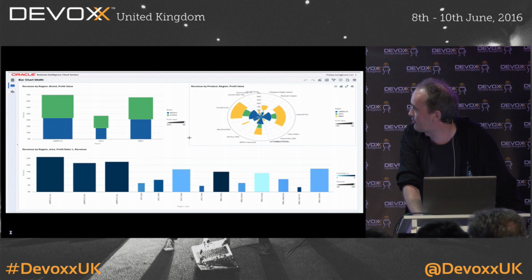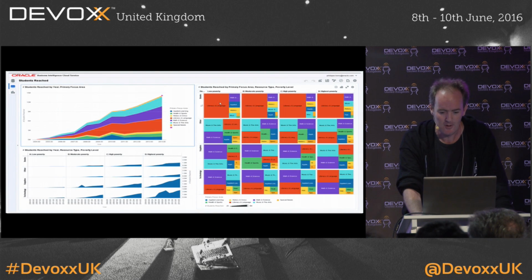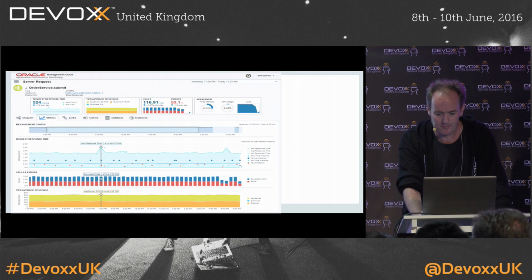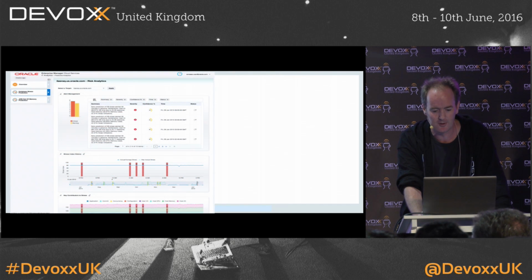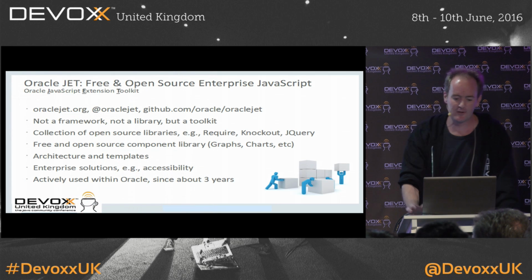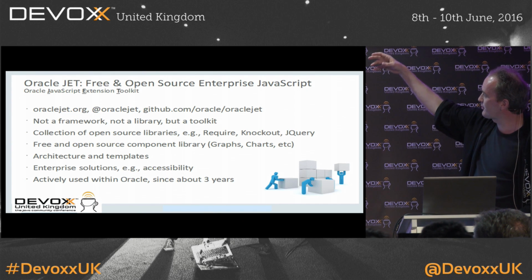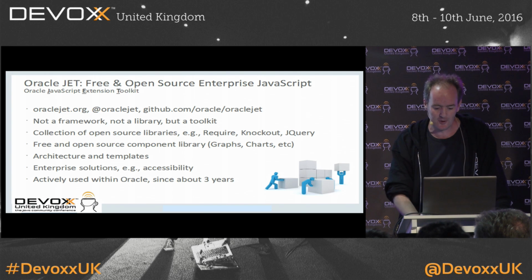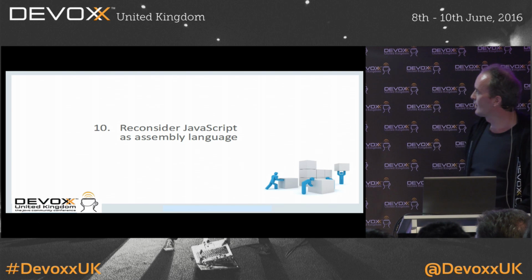So here are some of these applications. And actually there are quite some other ones too. And I'm here in London to be at this conference, but also to visit some customers who are interested in this approach as well. So it is a collection of open source libraries. It's free and open source. It's a specific architecture, and there are ideas built into it about accessibility and modularity and so on.